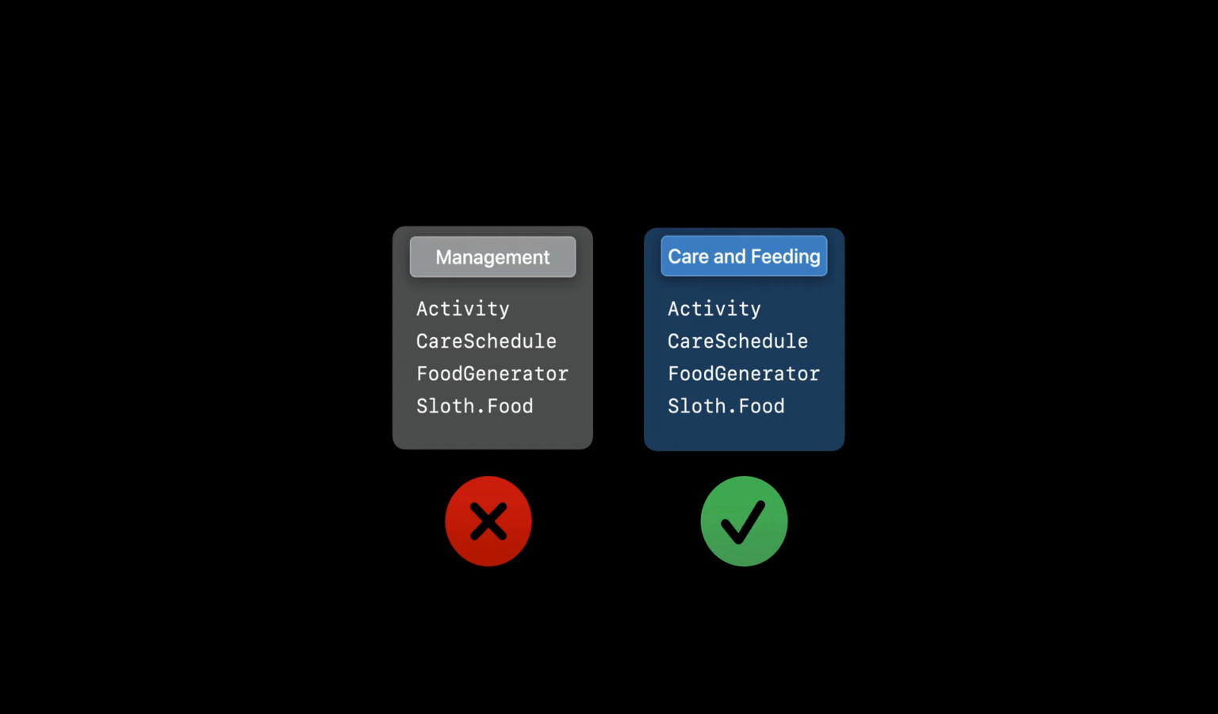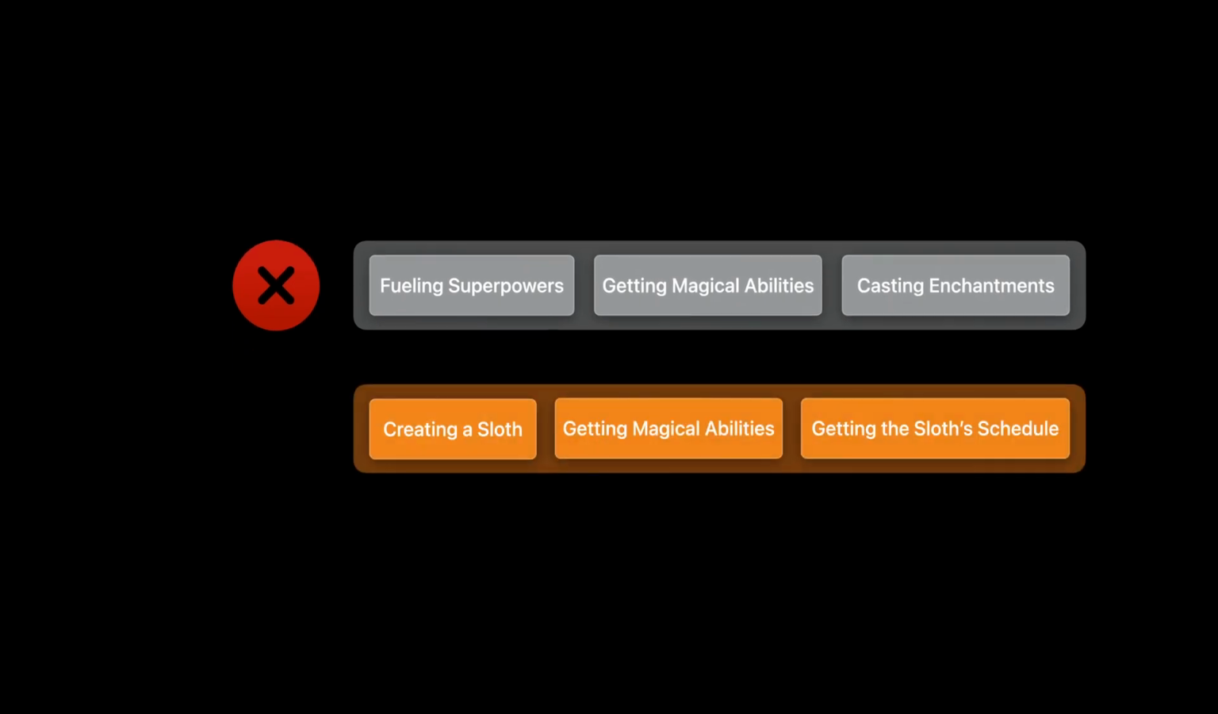For that reason, it's also important that topic group titles be mutually exclusive. If I have titles that are interchangeable, it's hard to know which one contains what I'm looking for. For example, fueling superpowers, getting magical abilities, and casting enchantments are very similar themes and could probably be organized under a single title. By keeping the names as mutually exclusive as possible, I'm making it simpler for developers to figure out where to go next.